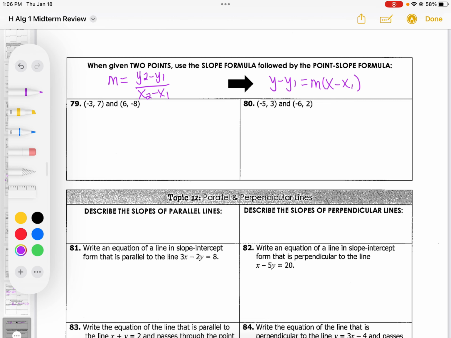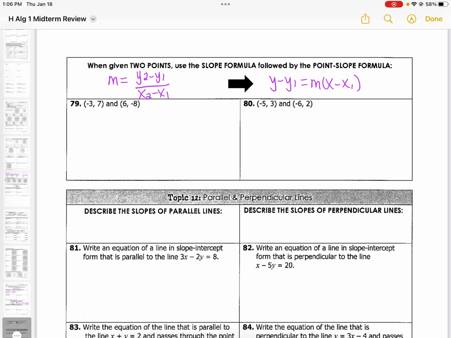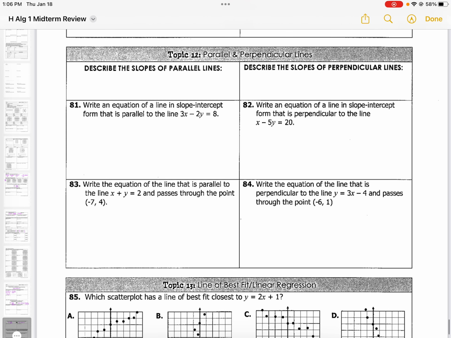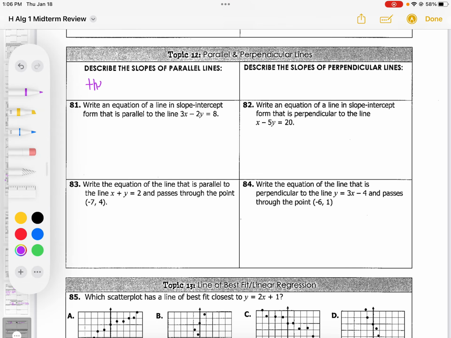And then for the last 2 topics. Topic 12, parallel and perpendicular lines. So remember, parallel lines have equal slopes. So the slopes of parallel lines are equal. For example, y equals 2x minus 1, y equals 2x plus 4. They have the same slope. They're parallel lines. But perpendicular lines, they have opposite reciprocal slopes.